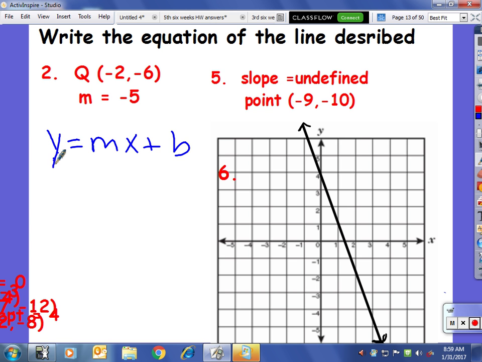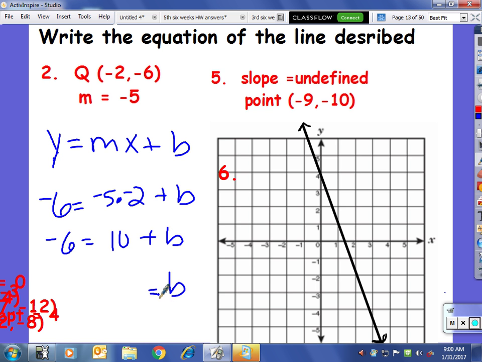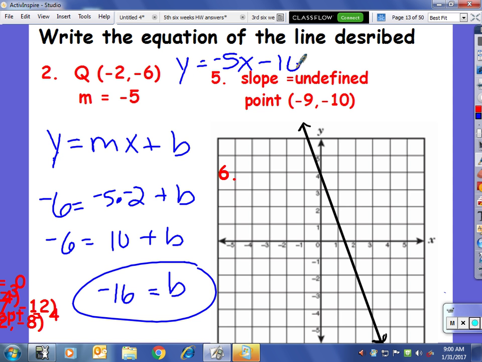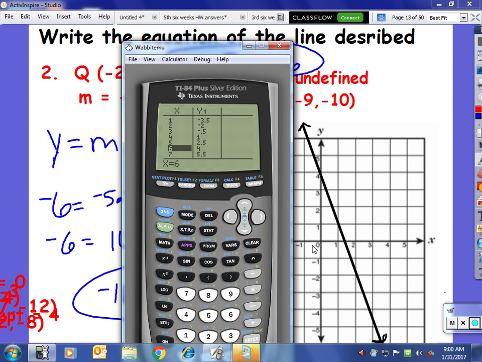Y'all awake out there? Negative 6 equals negative 5 times negative 2 plus b. It's nice when it's easy whole numbers here. So negative 6 equals 10 plus b. What's my b value for this problem? Negative 16. Now I can write the equation: y equals negative 5x minus 16. I got the right slope because I was told the slope, and hopefully I got the right y-intercept.